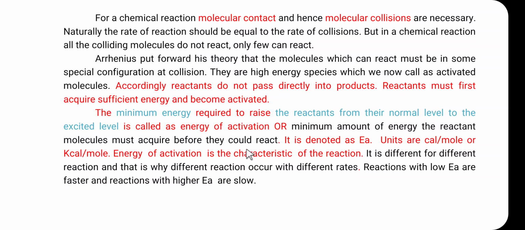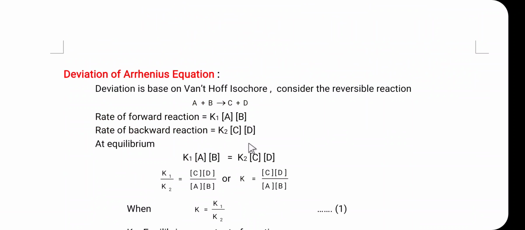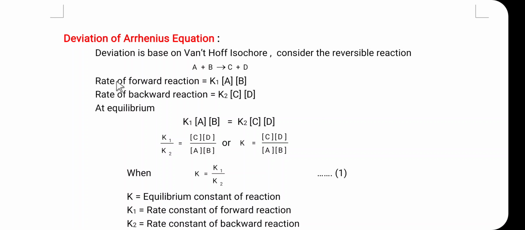So, once again let us consider the definition of the energy of activation. It is the minimum amount of energy the reactant molecules must acquire before they could react. That minimum amount of energy is called the energy of activation, and it is denoted by the symbol EA. So, the next point is the derivation of the Arrhenius equation.